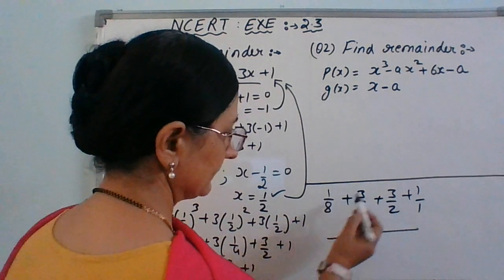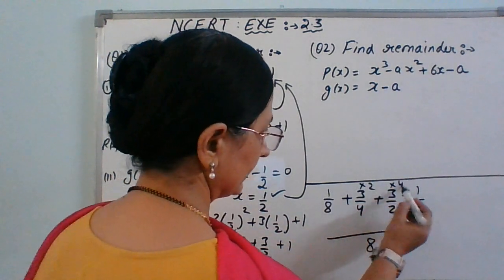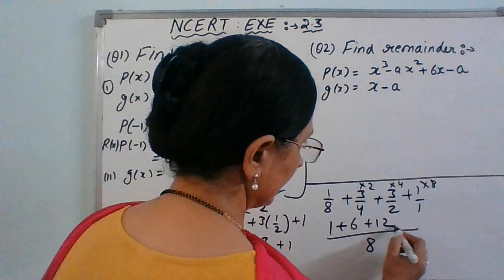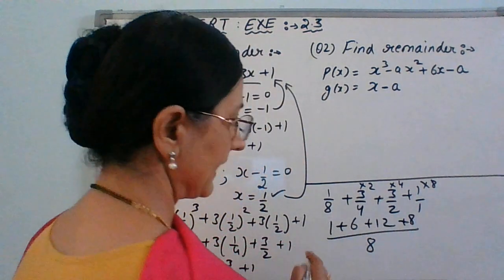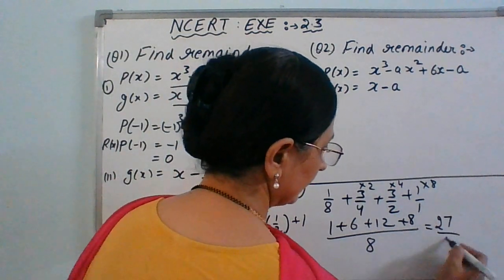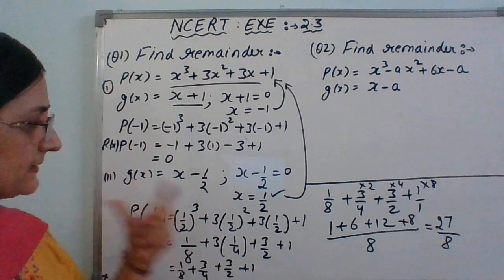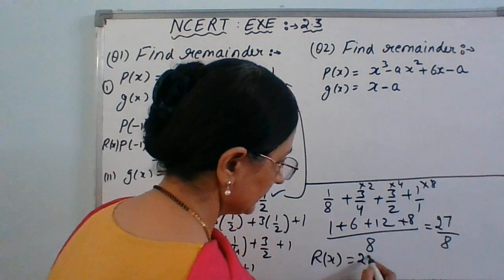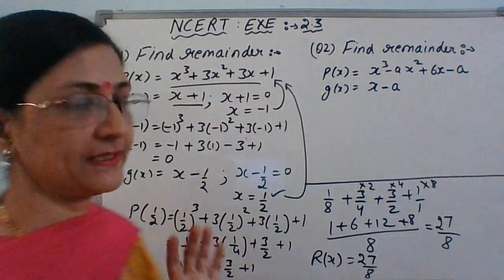So here we don't have to multiply. Here we have to multiply by 2. Here you have to multiply by 4. Here by 8. So here it's 1, 3 twos are 6, 4 threes are 12, 8 ones are 8. Let us add them up, right? So 12 plus 8 is 20, plus 6 and 1 gives 27 by 8. So this is the remainder. This is the remainder of this question, right? So we are finding out the remainder.